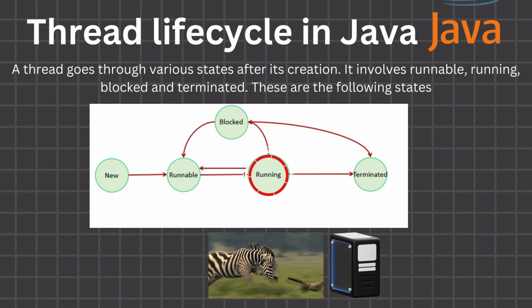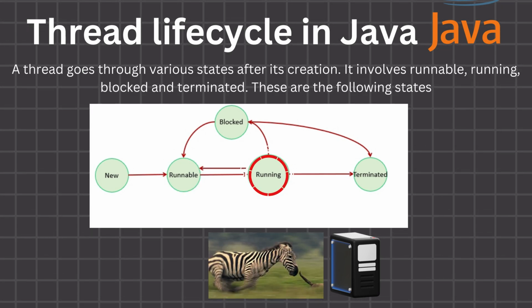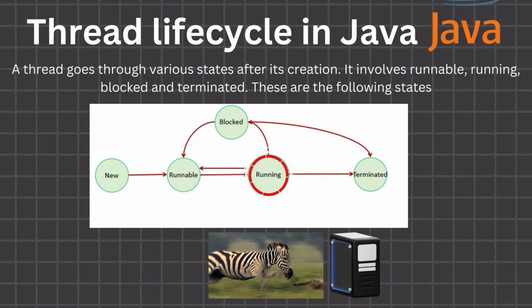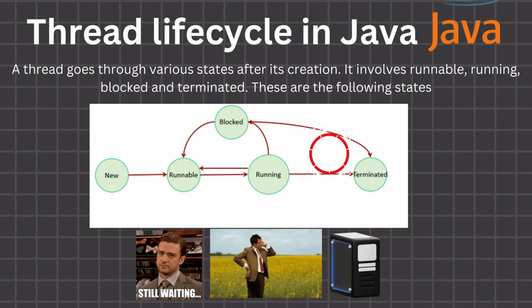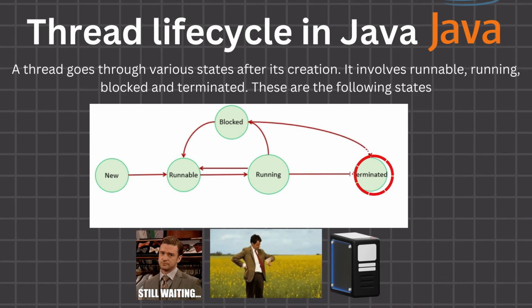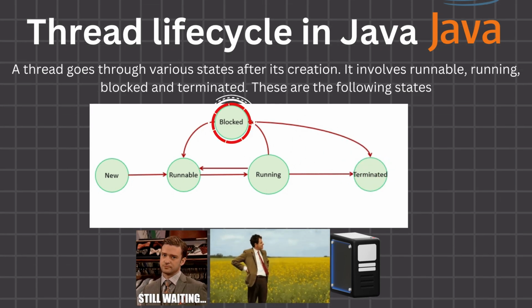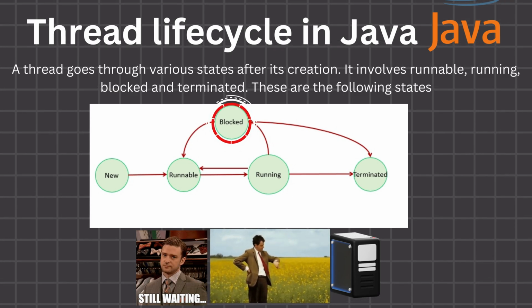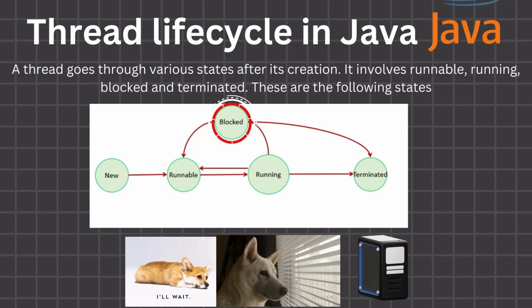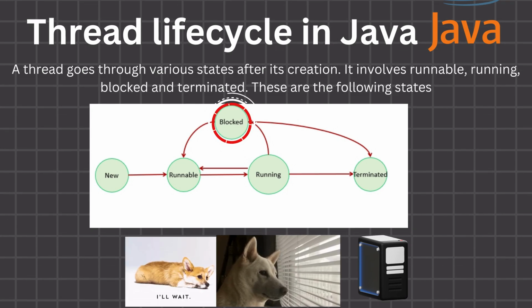When a thread is allocated CPU time and is executing its assigned task, it is said to be in the running state. From the running state, a thread can transition to the suspended, blocked, or terminated states. The blocked state is when a thread is waiting for some resources or for other threads to perform their tasks. The sleep and wait methods can put a thread into the blocked state.